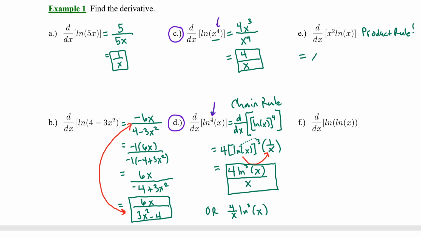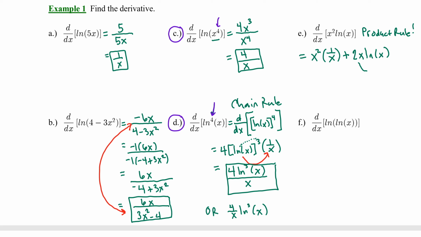So we're going to take our first function and keep it the same. Then we're going to multiply by the derivative of the second function. The derivative of natural log of x we learned is 1 over x. Plus, now we're going to do the derivative of the first function, which is 2x, plain old power rule there, times the second function as is. Same times derivative plus derivative times same.